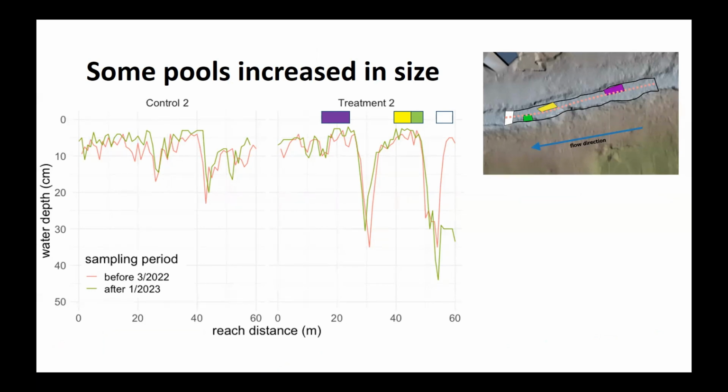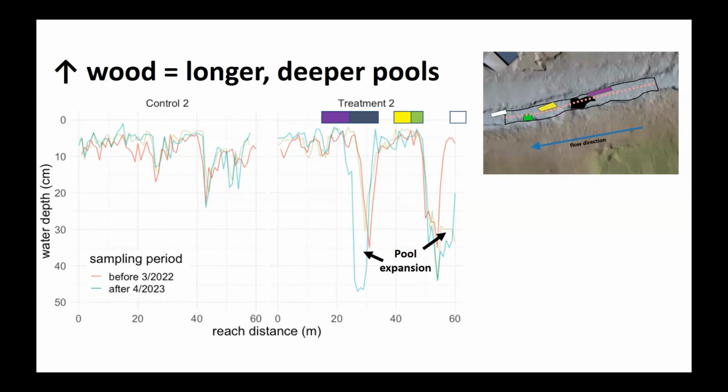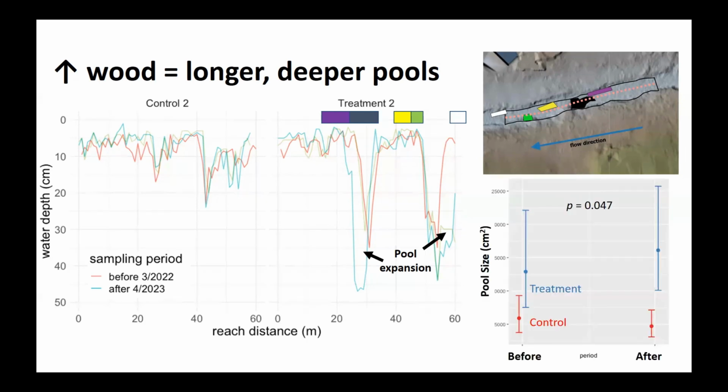Hopefully you can see, we've color-coded those log jams in purple, yellow, green, and white, and you see that there are pools downstream of those. After the wood was installed, you see some of those pools increase in size. Some increases in wood made longer and deeper pools. Some of those pools expanded in size in these sections where the control didn't really change very much. And these impacts were significant. We did see a significant increase in pool size in these sections where wood was added.